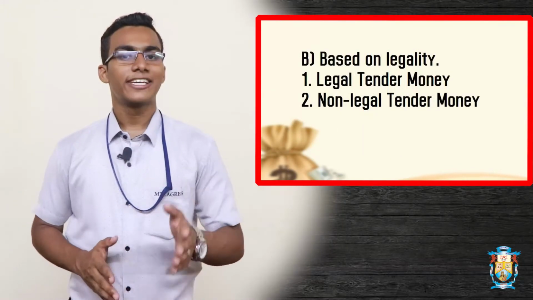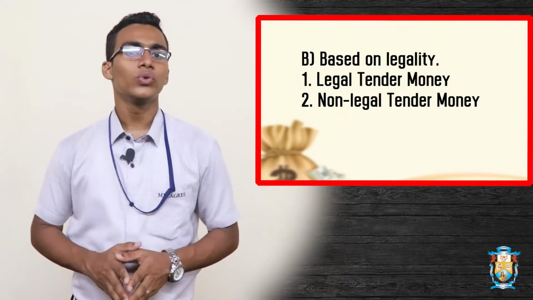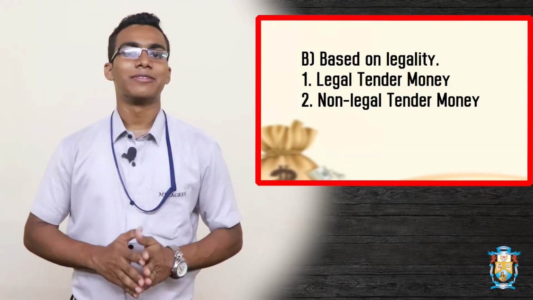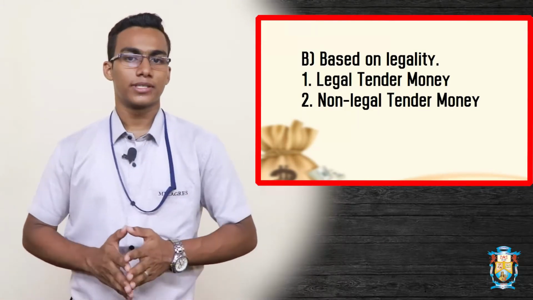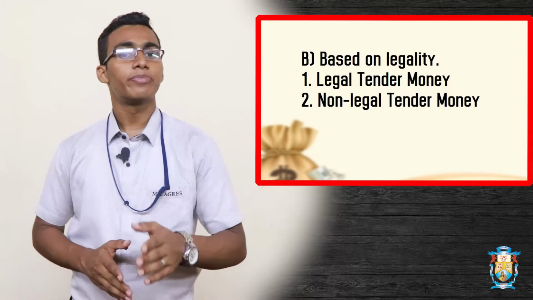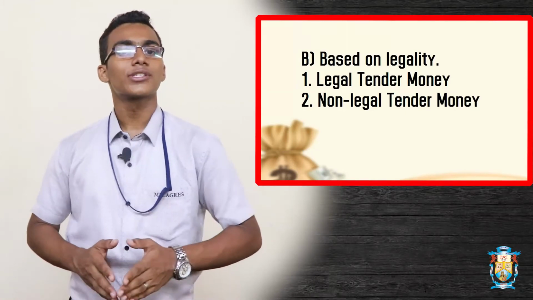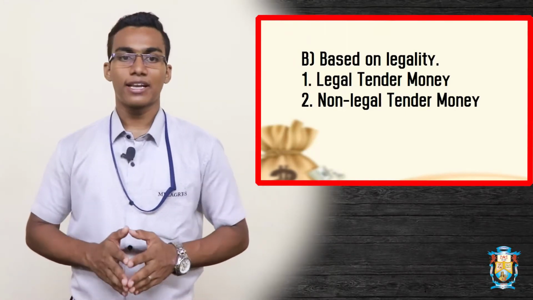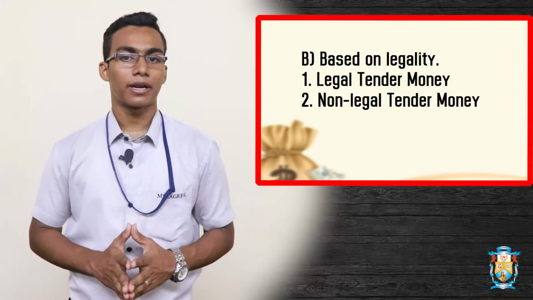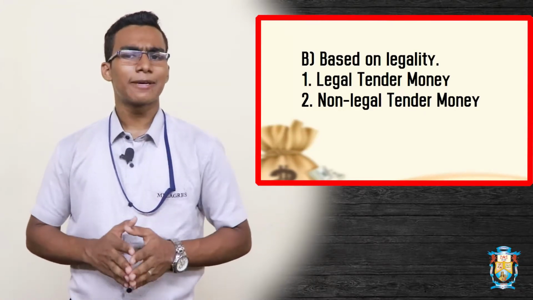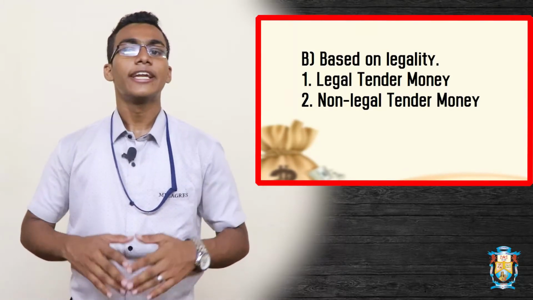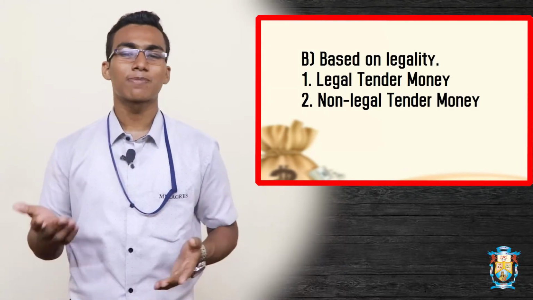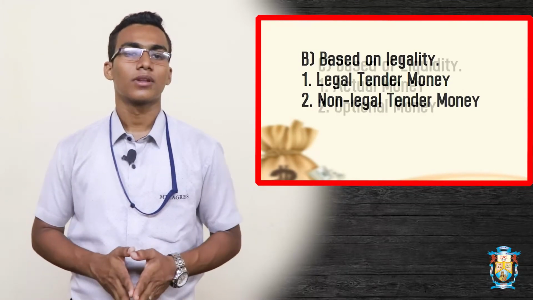On the basis of legality, the money is divided into the first one, the legal tender money. It is the money that is put into circulation by the government. It is the obligation of the people to use it as sources of payment. The second one, the non-legal tender money. Money that is accepted by people has no legal protection by the government. It includes bills of exchange, checks, promissory notes, and so on.